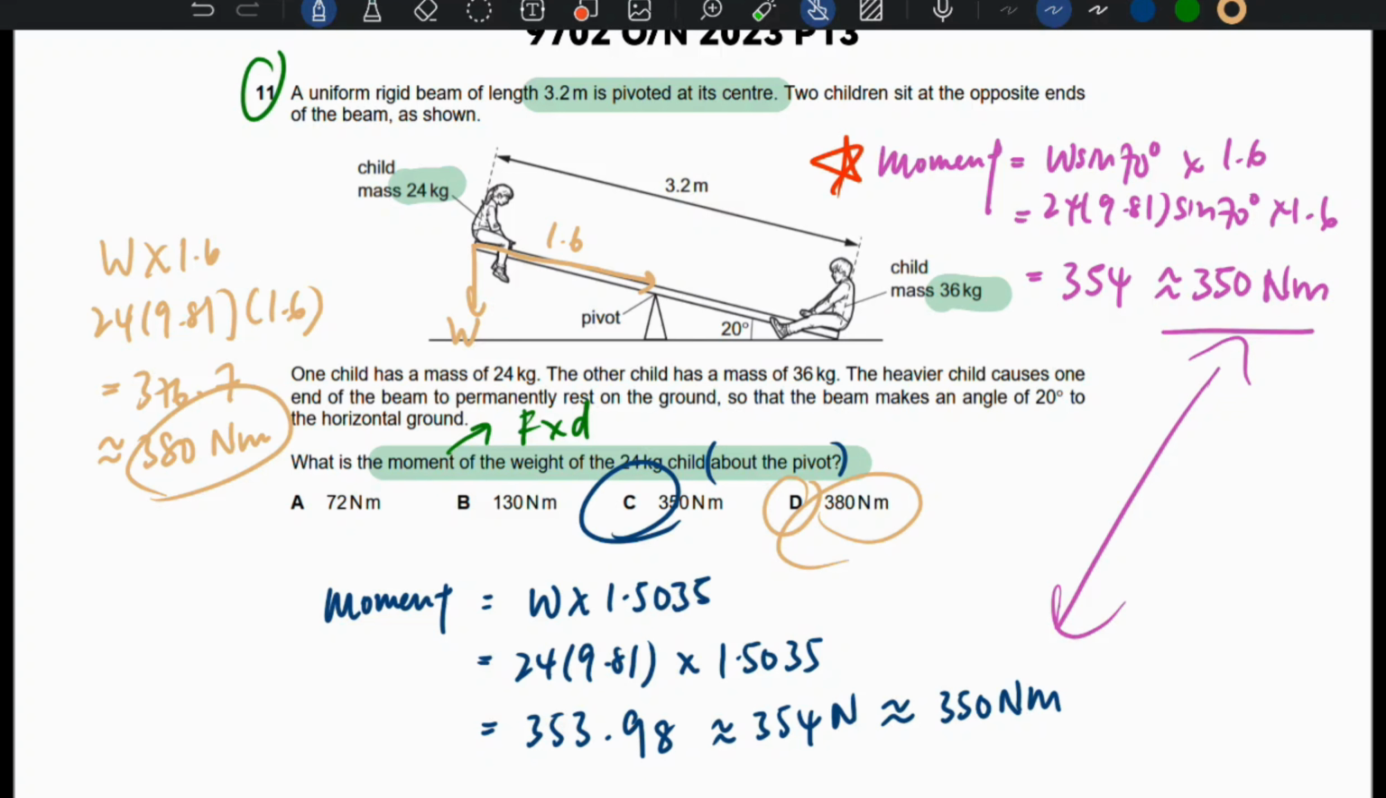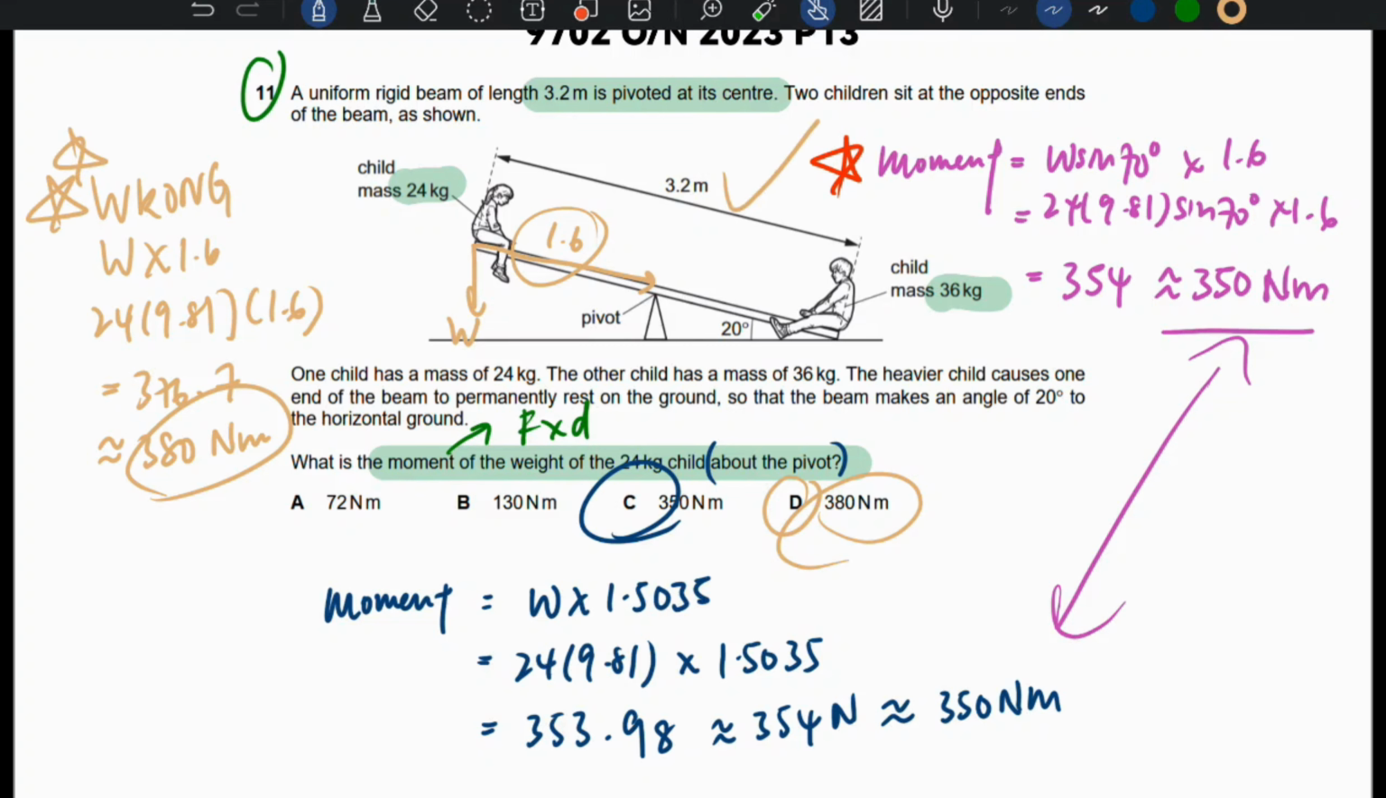So the reason I picked this question is to make you more aware of whether the distance is perpendicular or not. Don't straight away take 1.6 times weight. Check if it's perpendicular or not. Check if the weight, or any force, is perpendicular to the distance based on the question. Okay, so that's about it for today's question. Also, this is actually the wrong method. The wrong way, so don't do this.